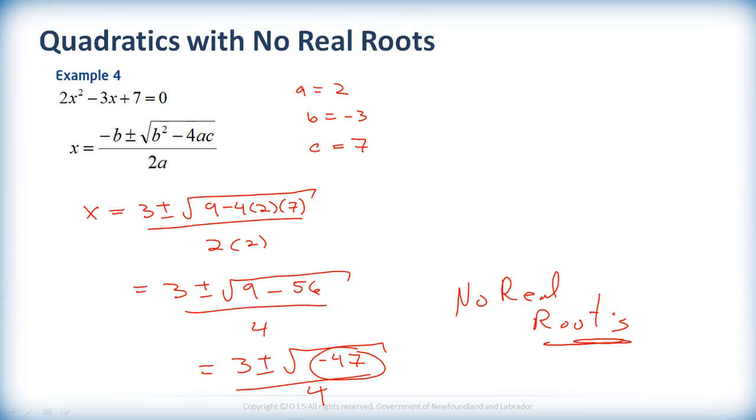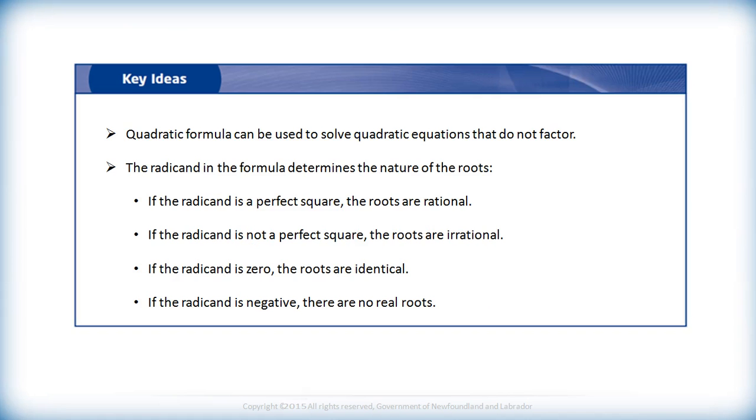What's the moral of the story here? Every time you solve with the quadratic formula, you've got to do it twice. Okay? So use it mostly when we get equations that don't factor. And it's the stuff under the root sign that determines the kind of answers we're going to get. So we call that the radicand, of course, if you remember from your radicals unit. If it's a perfect square, the roots are rational. If it's not a perfect square, they're irrational. If it's 0, they're identical. If it's negative, no real roots at all.